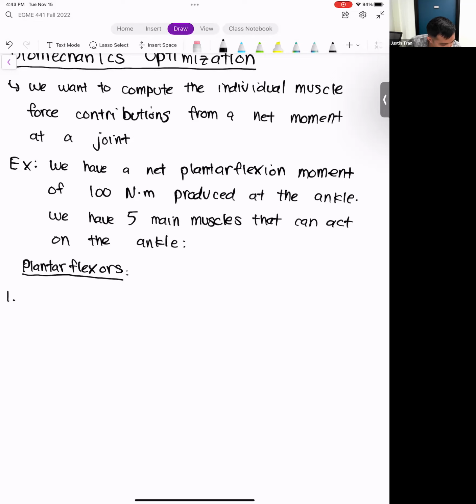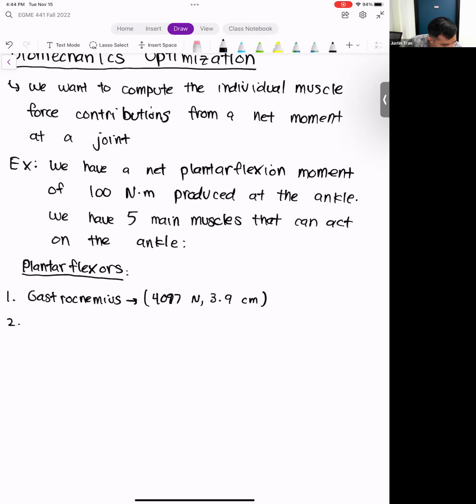All right, so the first muscle we have is called the gastrocnemius. For each muscle, I'm going to list out the maximum amount of force that they can produce based on their cross-sectional area, as well as their moment arm. For the gastrocnemius, the maximum force it can output is 4,097 newtons, and its moment arm is 3.9 centimeters.